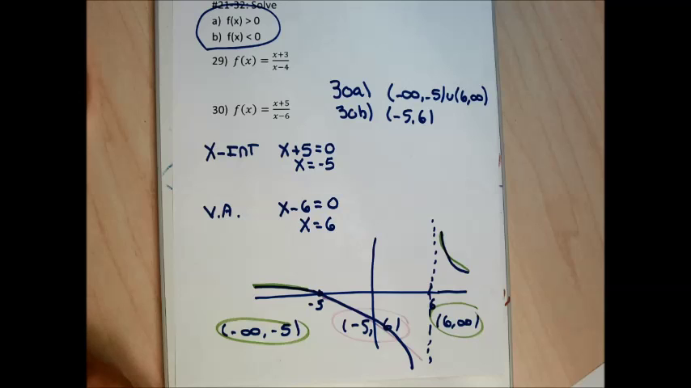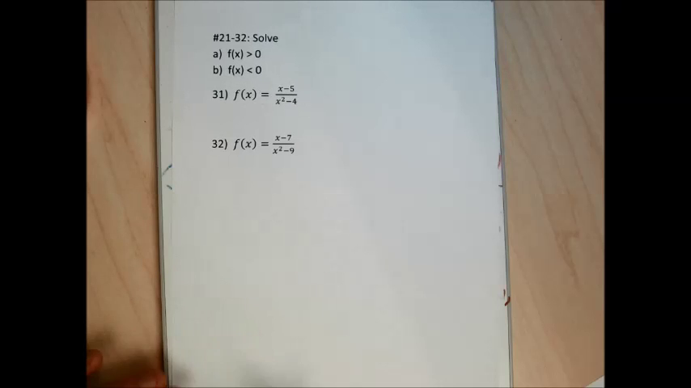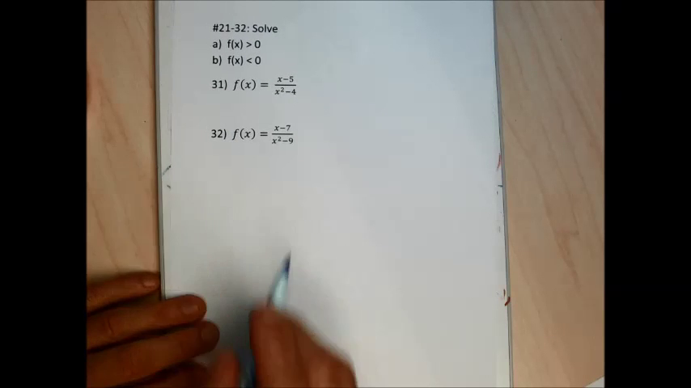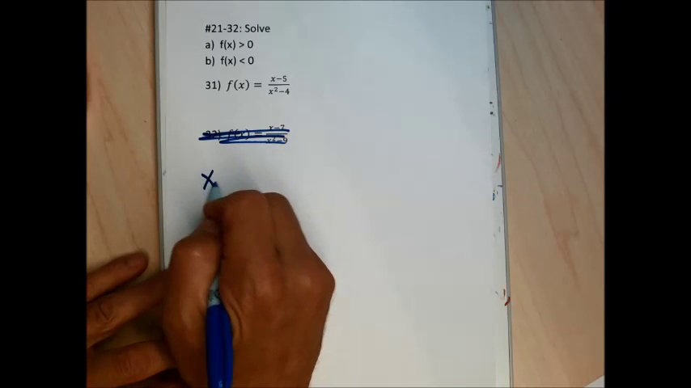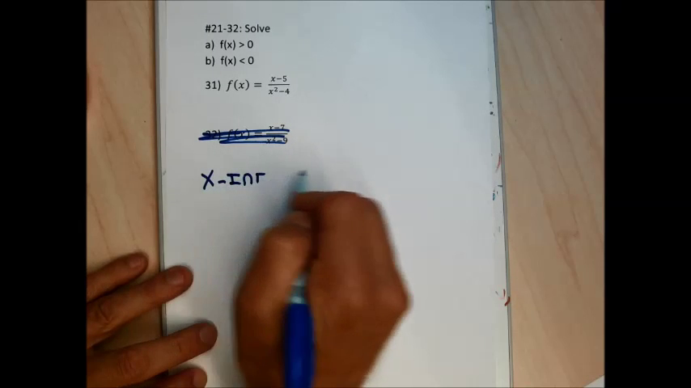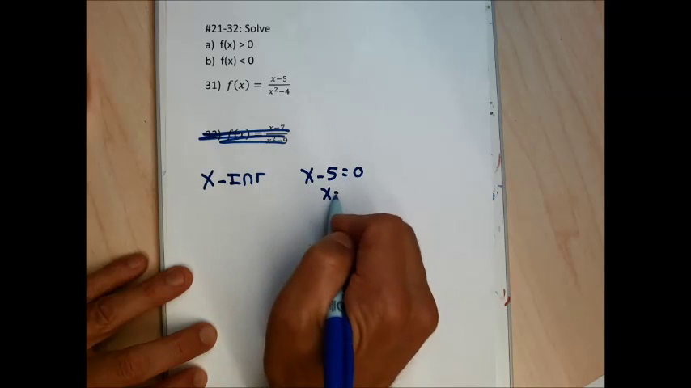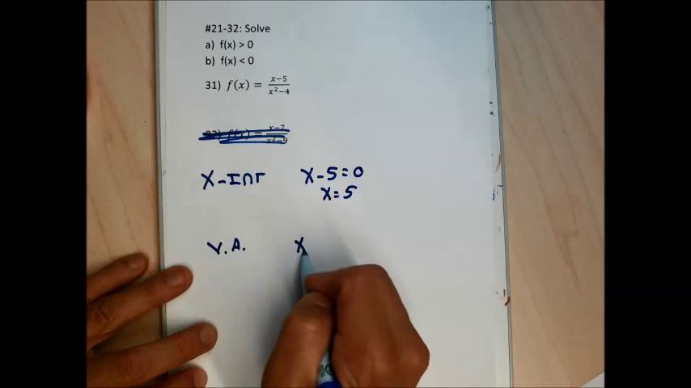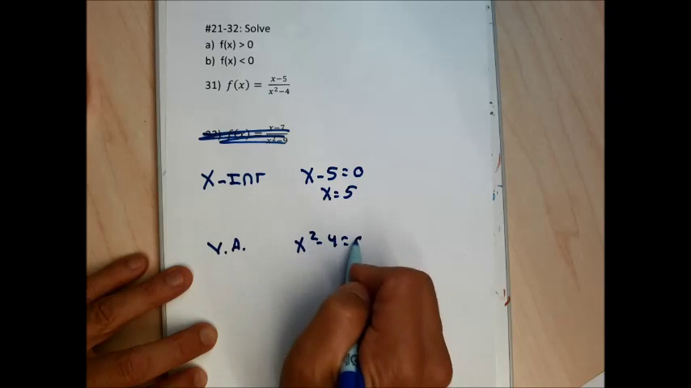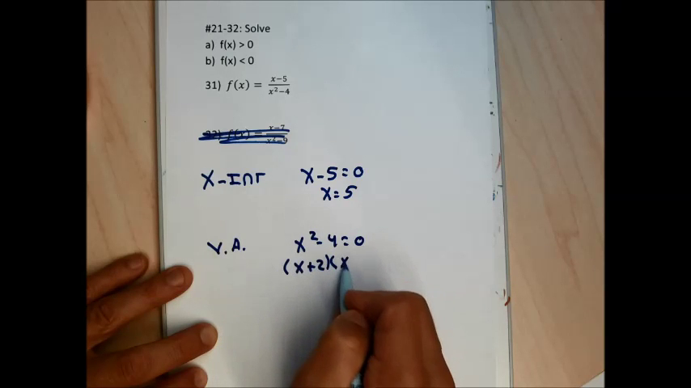All right, so 29 should work similarly. 32 is a mess, as is 31. Let me do 31 just in case the window's bizarre. So I'm going to do 31 just to help you out here. So for 31, to find the x-intercept, you set the numerator of the fraction equal to 0. You're going to get x equal to 5. To find the vertical asymptote, you set the denominator equal to 0. And this one, when I set it equal to 0, I need to solve by factoring.